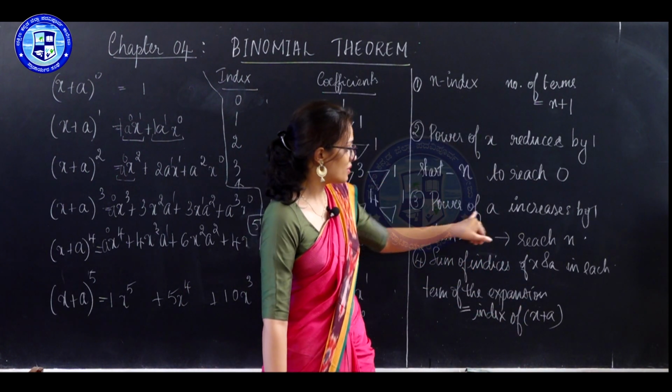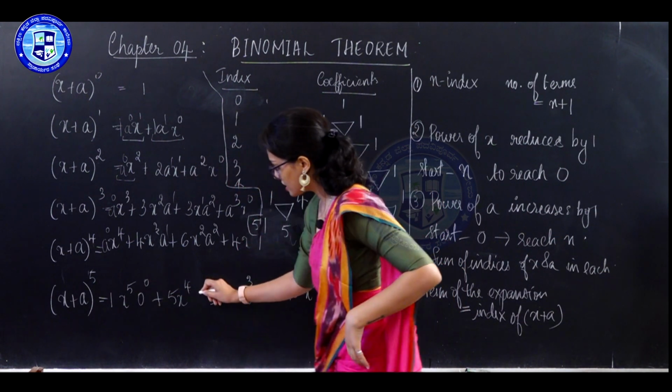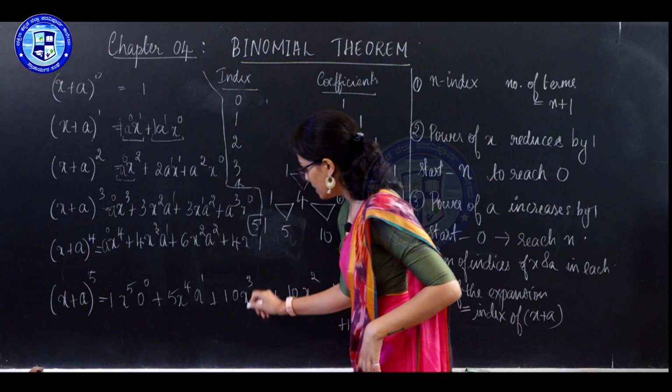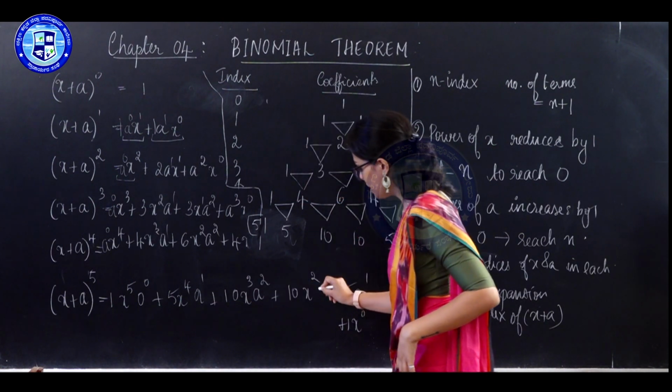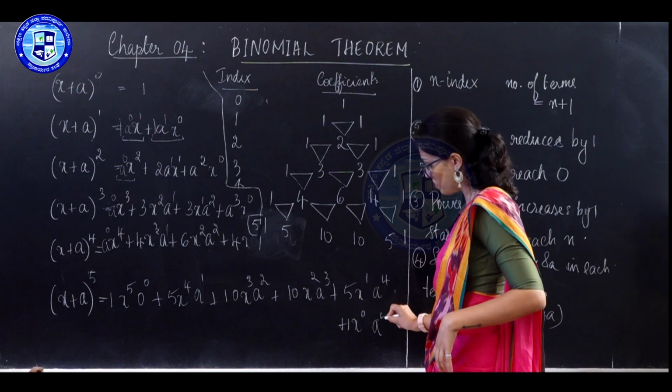We have the power of a increases by 1. We start from 0. So a to the power 0, a to the power 1, a to the power 2, a to the power 3, a to the power 4, and a to the power 5.